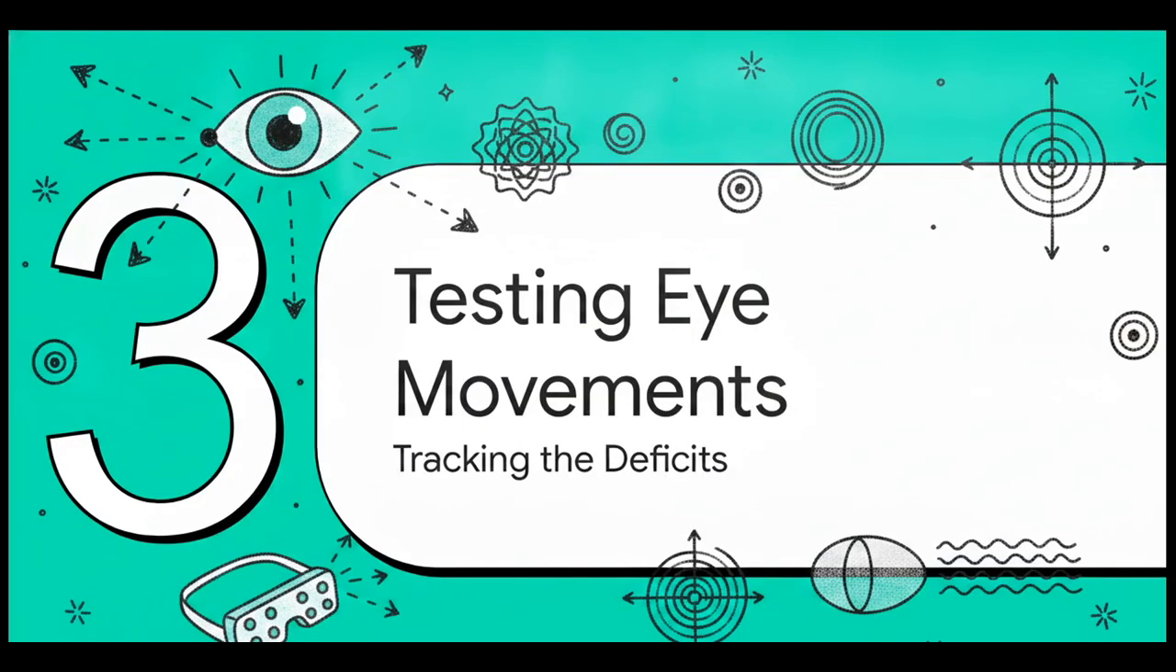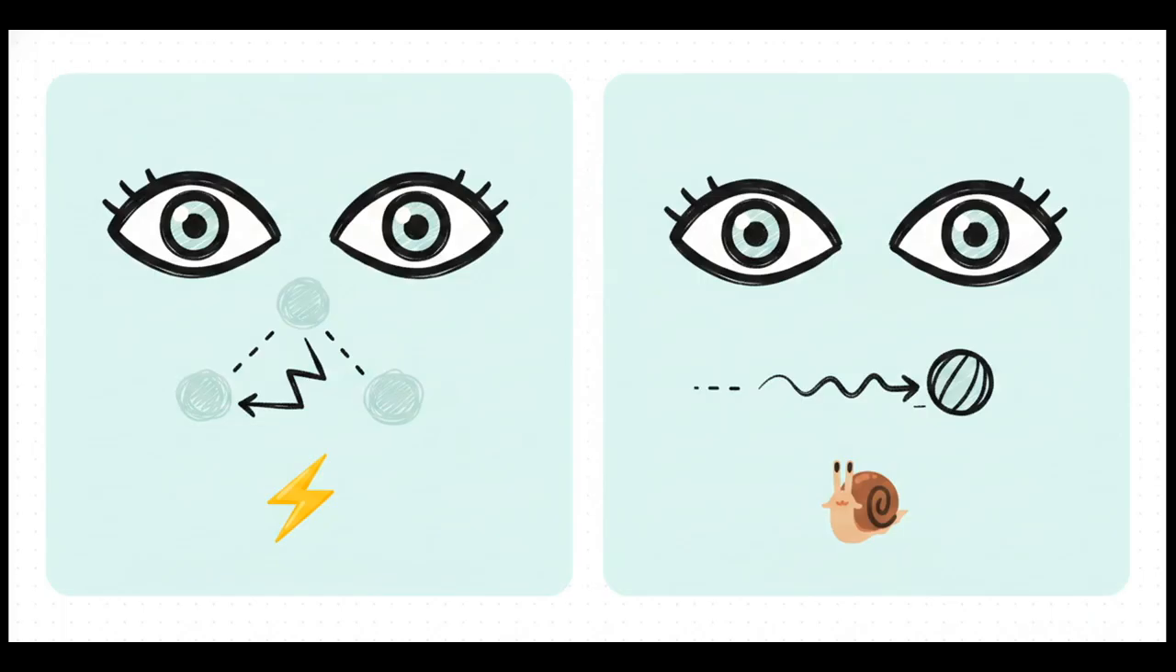Section 3. Testing eye movements. Tracking the deficits. Right, so if a patient has poor oculomotor function, we need really precise tools to track those dynamic deficits.